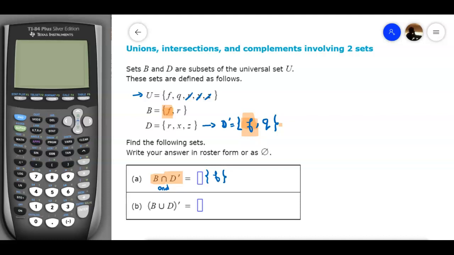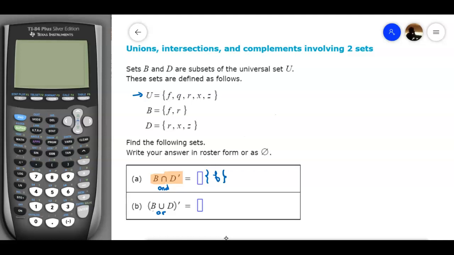Now let's move on to the second one, B. For this, I need to erase first of all what I did before. So clear this. I'm going to start with whatever I have inside the parentheses, which is B union D. What does the union mean here? The union is the OR. If an element is in B, you take it. If it is in D, you take it as well.